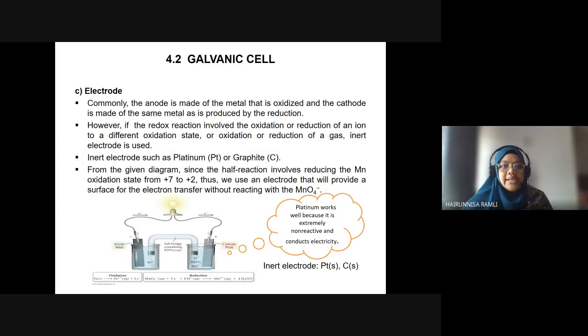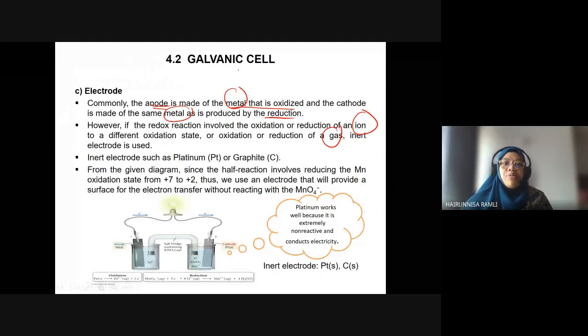So that was actually the explanation for the salt bridge. And then the electrode. Okay, so in the cell we must have an electrode, right? And the electrode we commonly use must be solid. Okay, so commonly the anode is made of the metal that is oxidized, because it is the anode. And of course the cathode is the metal that is reduced. However, if the redox reaction involves the oxidation or reduction of an ion or gas, how do we use the metal, right? Because it uses an ion or gas.